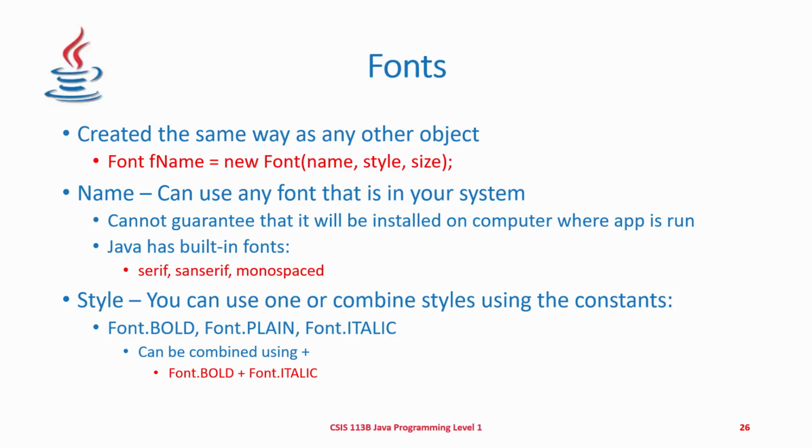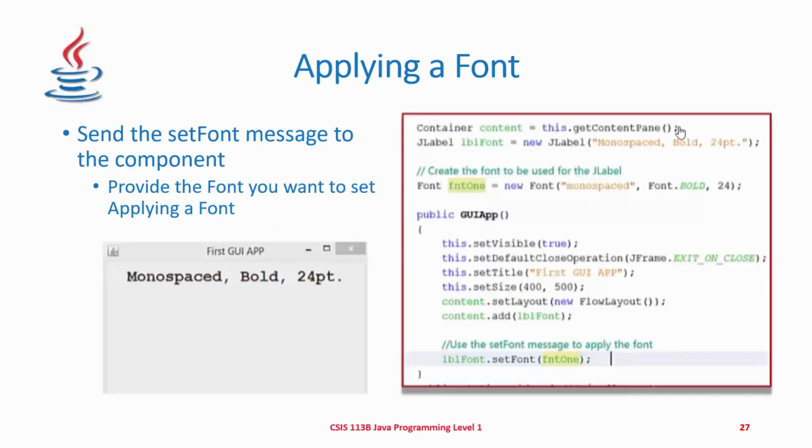And if you want to combine 2 of those together, which generally would be bold and italic, you just use the plus operator in between. So here's an example of applying a font to a JLabel. The first thing we've done here is to go ahead and create our container. Then you can see we've got our JLabel, which is named label font. And in the constructor for the JLabel, we have passed the font name, the font style, and the font size.